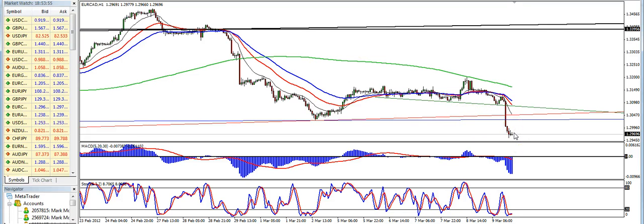So what I'll do Sunday night, Monday, is look to see what happens here. If we get a retracement, we can trade the first retracement if we get a setup. So that's the Euro CAD.